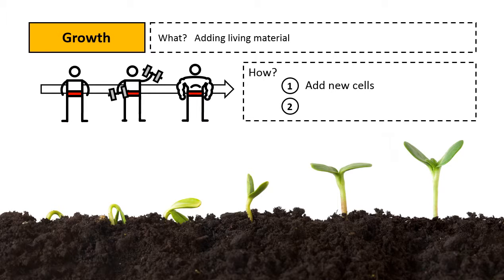So you and I as multicellular organisms, we've done this quite a lot. We all started out as one cell and we're now about 100 trillion cells. So we've definitely grown. The other way organisms can do this is that the existing cells they have can get bigger. And most organisms do this as well.